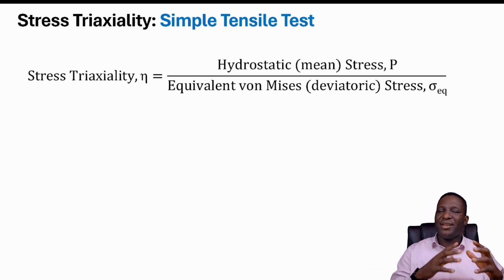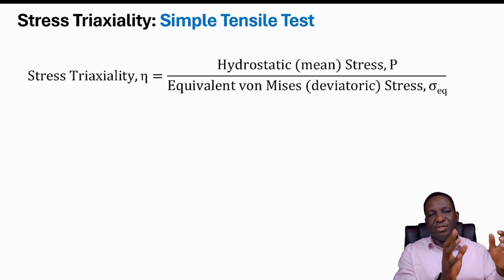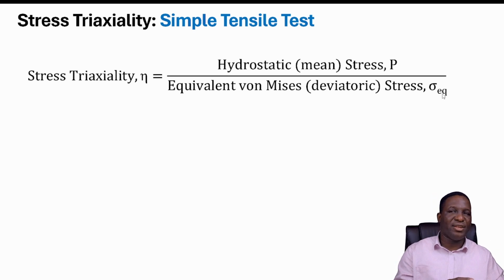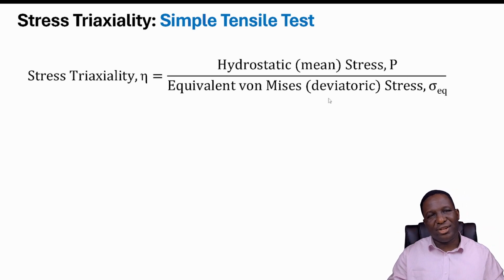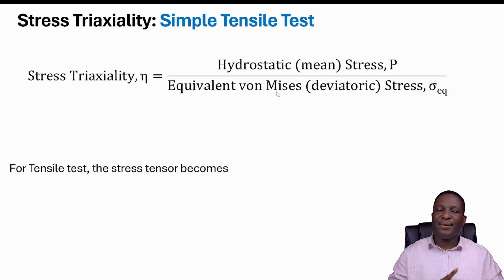Now the stress triaxiality term, which is normally represented by this parameter, is the ratio of the hydrostatic mean stress, normally called P, divided by the equivalent von Mises or deviatoric stress, normally represented as sigma equivalent. So this number is called the stress triaxiality term.